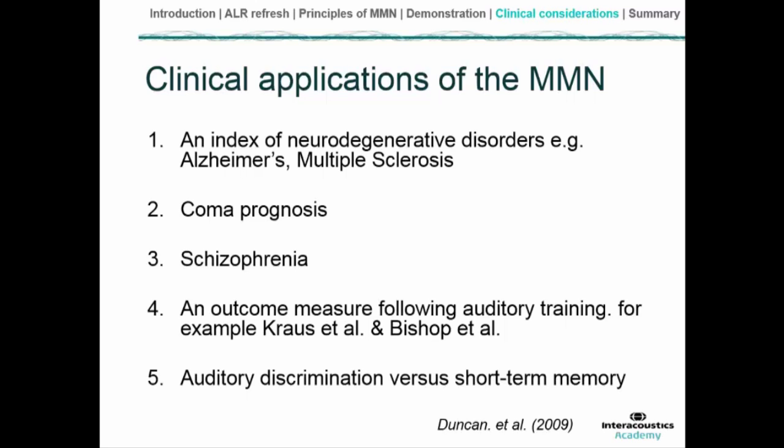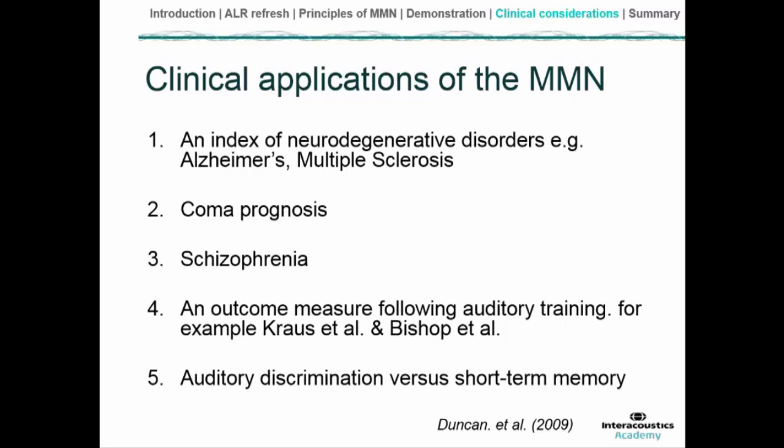Whereas on the other hand, in a population with a stroke or some kind of more acute condition, the MMN might be useful in determining some of the specific types of auditory discrimination that have been affected by the stroke.